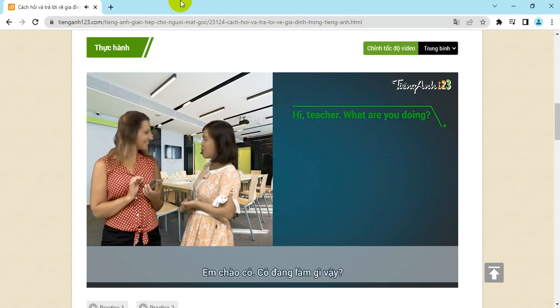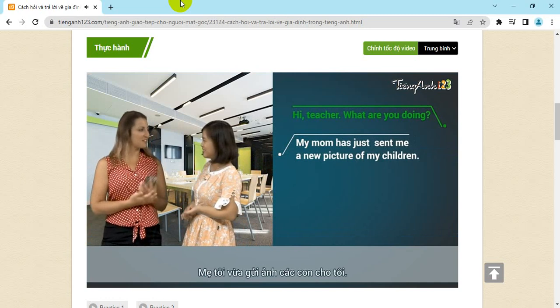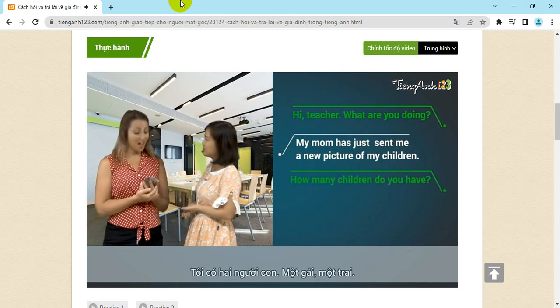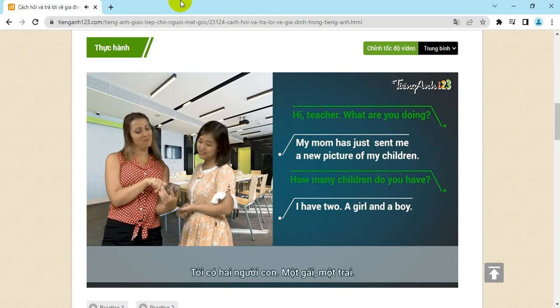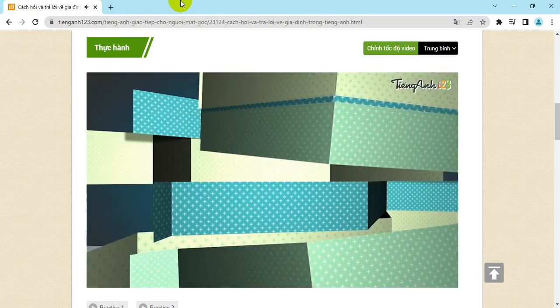Hi, teacher. What are you doing? My mom has just sent me a new picture of my children. How many children do you have? I have 2, a girl and a boy. Wow. How many children do you have?